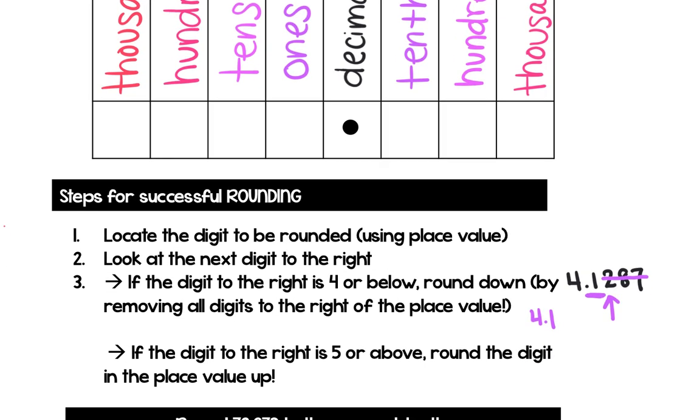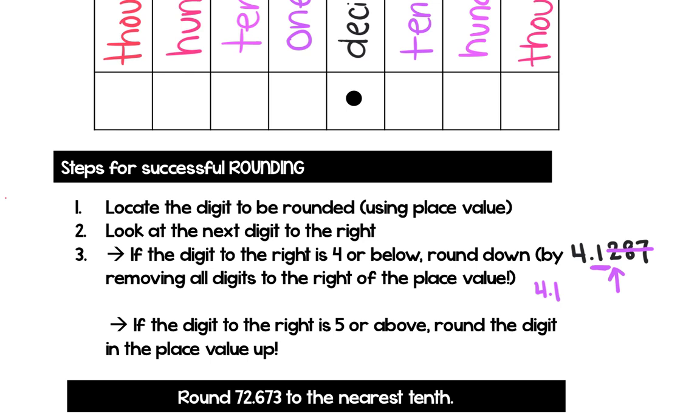If that digit is 5 or above, so let's do another example, 4.1687. Again, rounding to the tenth, we're going to locate that place value and we're going to look at the digit to the right. It is 5 or above, so we are going to round up by taking this 1 to a 2. So my answer here would be 4.2.